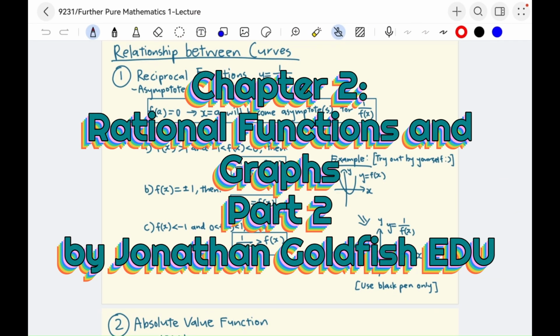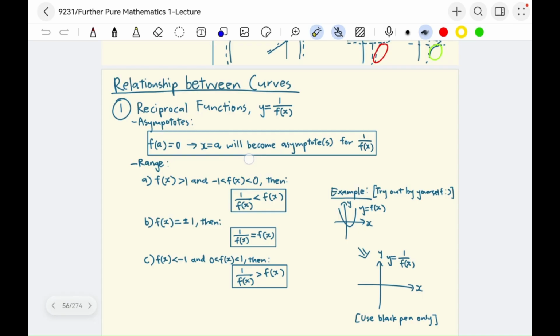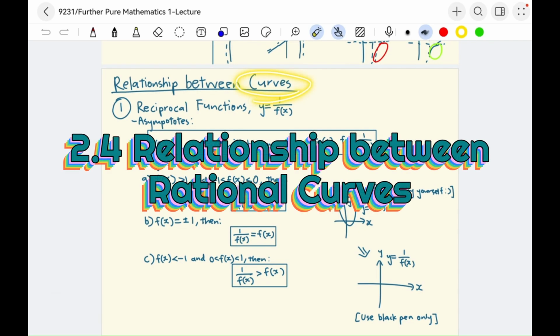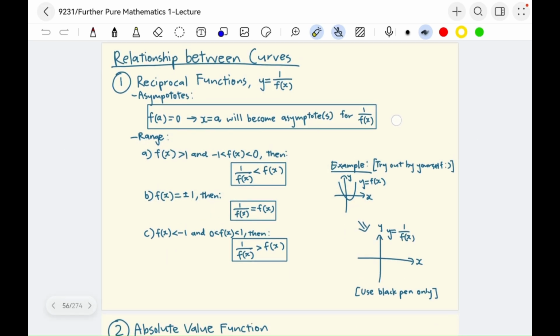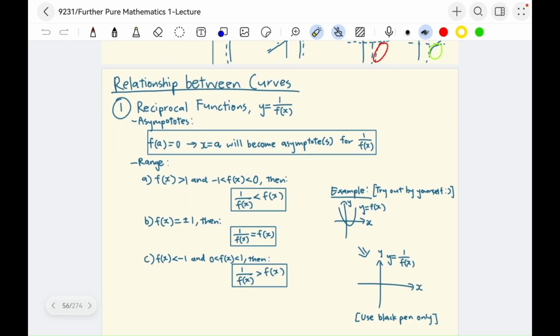Welcome back, it's Jonathan Goldfish. So in this video, we are going to continue the chapter 2 rational functions. Alright, so this over here is the relationship between the curves, targeting the rational functions. There are three types of relationships between the rational curves.